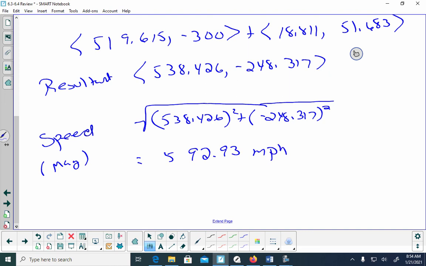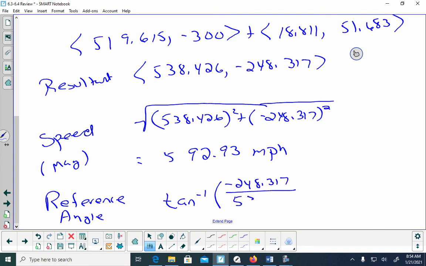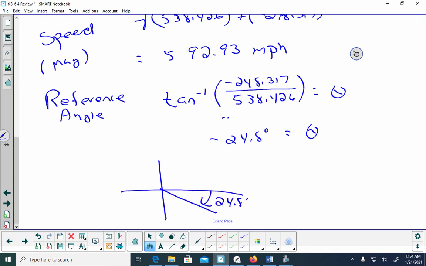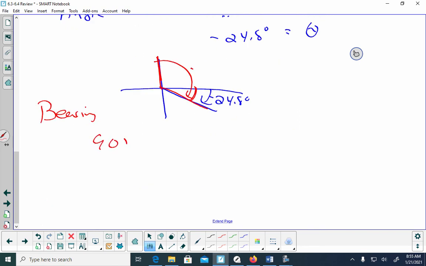Then when I do the next one, I want to find the angle. First, going to find my reference angle. So to find my reference angle, I'm going to do the inverse tangent. We're just going to skip to that step of my B over my A. And when I do that, my angle ends up being a negative 24.8 degrees. So in trig world, this is a negative 24.8 degrees. I need to find my bearing, so I need to find from here to there. So I have this 24 already accounted for. I need to add this extra 90. So my bearing is going to be 90 plus the 24.8, which is going to be 114.8 degrees, and that is my bearing.